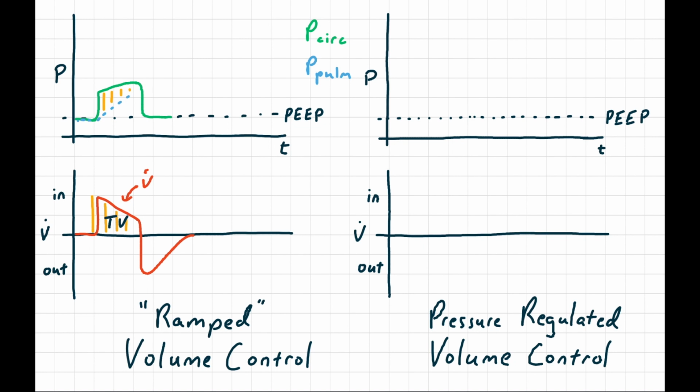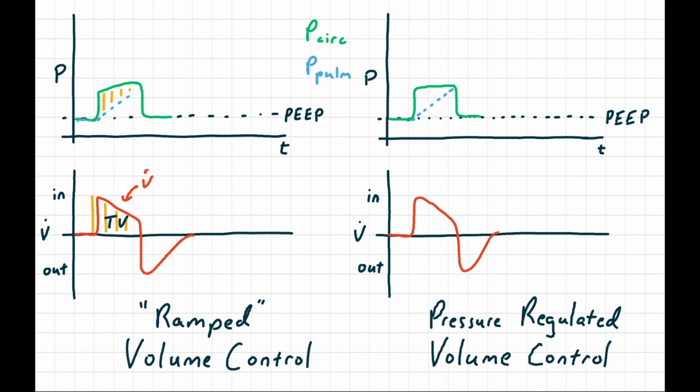Because it's a pressure-limited mode, we'll start by drawing on the pressure graph. We start with circuit pressure and pulmonary pressure, both at PEEP at end expiration. This mode will give a normal pressure control breath at some inspiratory pressure, and just like normal, the pulmonary pressure will increase, and that's going to give us our normal pressure control inspiratory flow and expiratory flow.